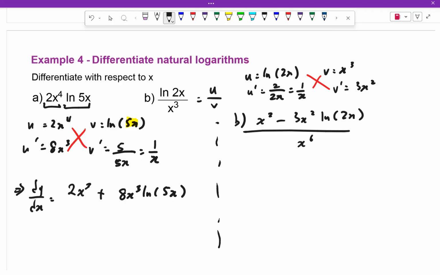I can simplify it, isn't it? Okay, simplify here and here. So it becomes 1 minus 3 ln 2x over x to the power of 4. Alright, so that is pretty much for natural log, or in fact, any logs with exponential. Alright, and that will be it for this recording.